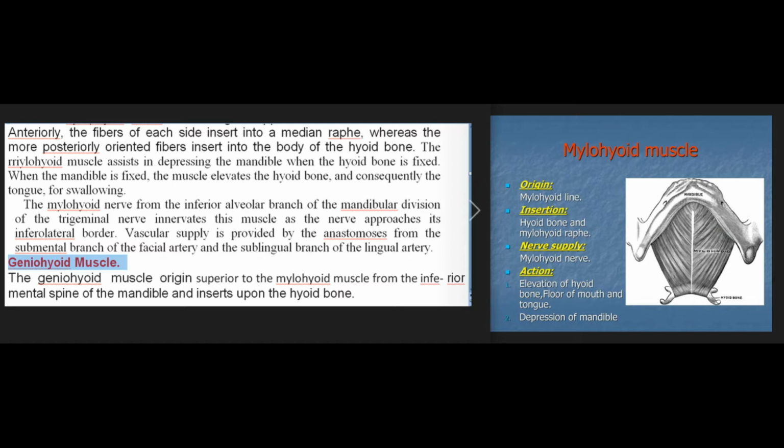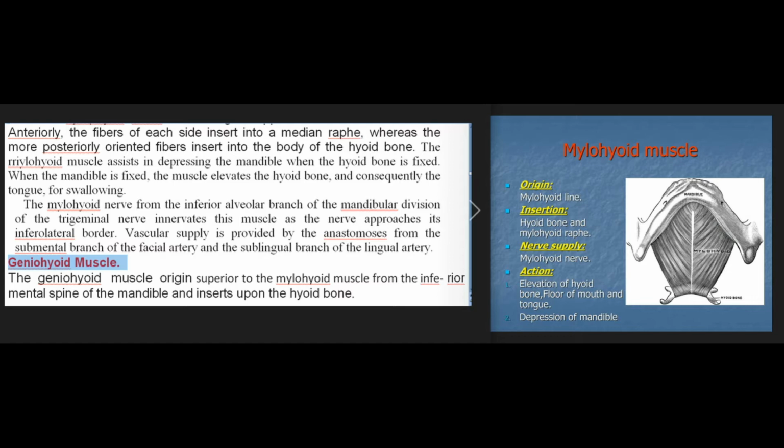The mylohyoid muscle assists in depressing the mandible when the hyoid bone is fixed. When the mandible is fixed, the muscle elevates the hyoid bone, and consequently the tongue, for swallowing. The mylohyoid nerve from the inferior alveolar branch of the mandibular division of the trigeminal nerve innervates this muscle as the nerve approaches its inferolateral border. Vascular supply is provided by the anastomosis from the submental branch of the facial artery and the sublingual branch of the lingual artery. Geniohyoid muscle.